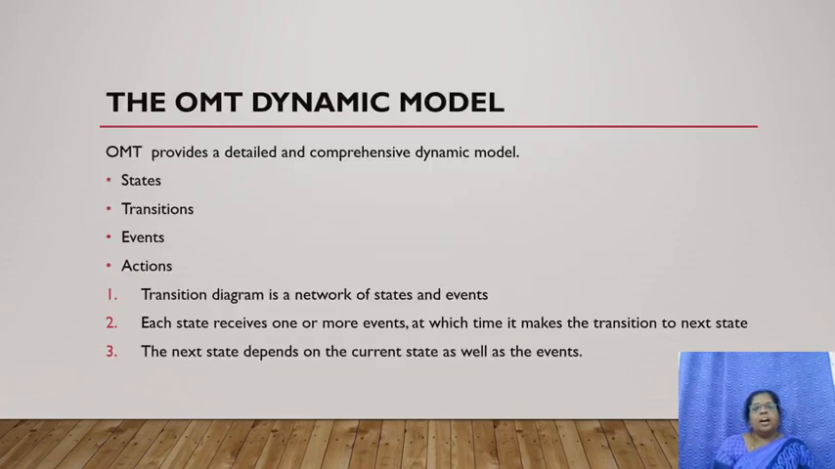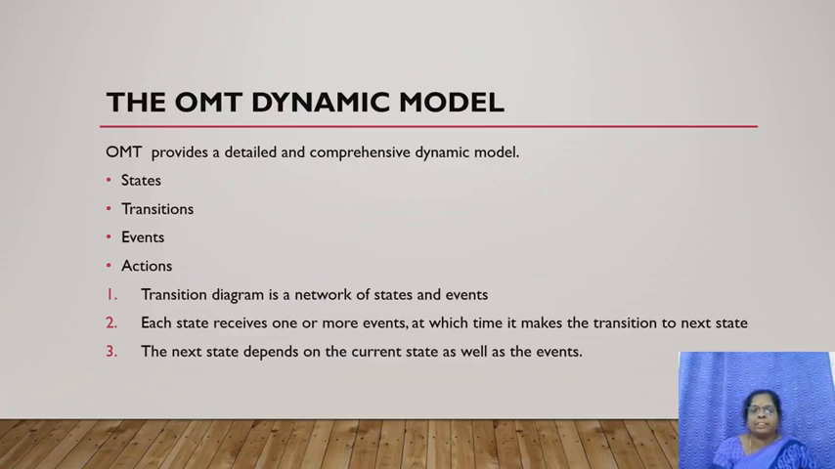Next one is the OMT dynamic model. The dynamic model is a detailed and comprehensive model. Here we can use it for states, transactions, events, and actions. The transaction diagram is a network of states and events.